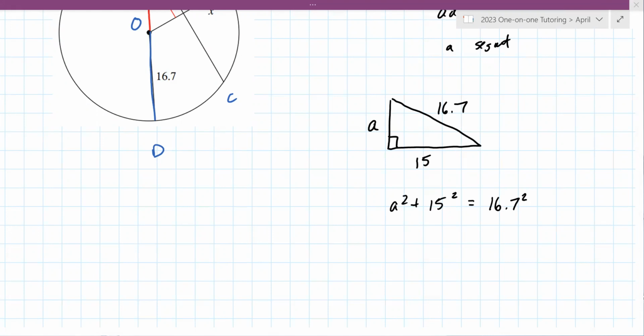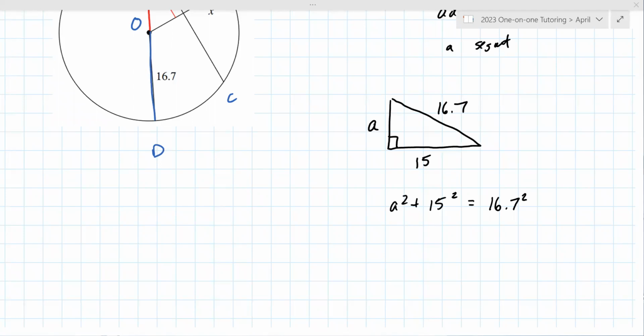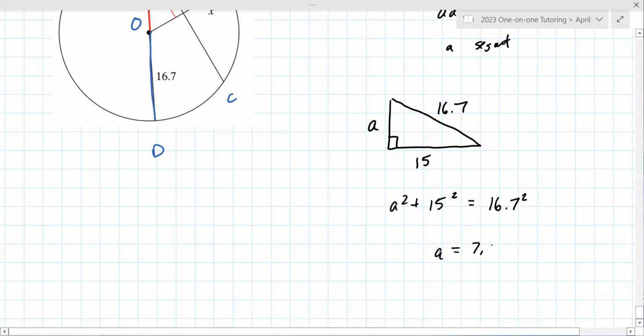And then you would subtract 225 from 278.89. Yes. And that would give you 53.89. A squared equals that, and then you would take 53.89 and square root that. Good. All sounds perfect. Give me that number to 2 decimal places. It would be 7.34.